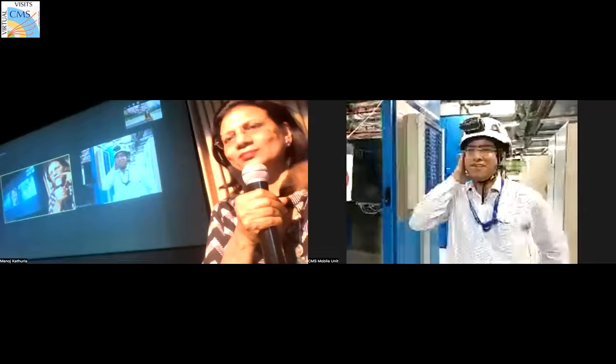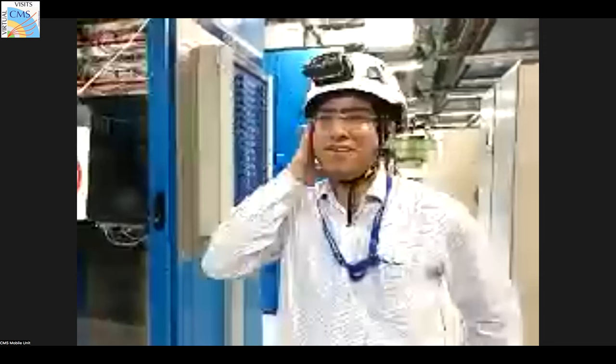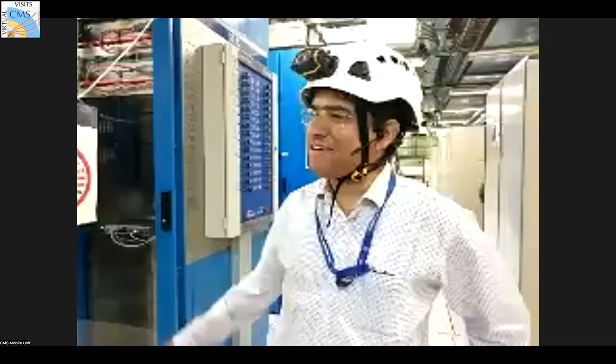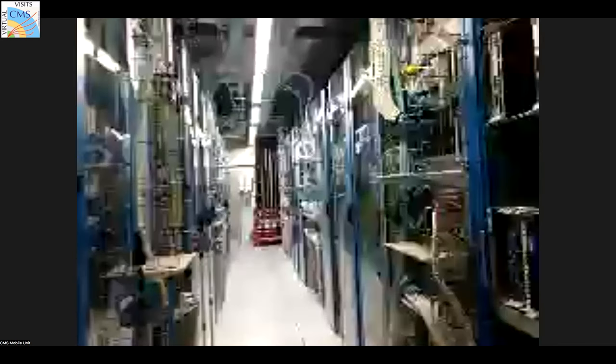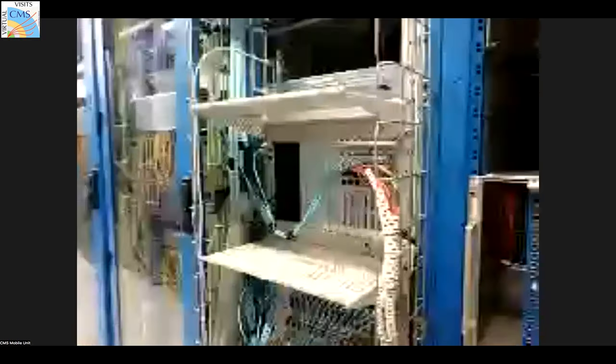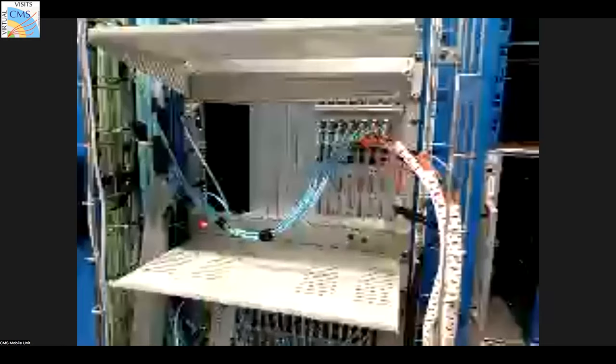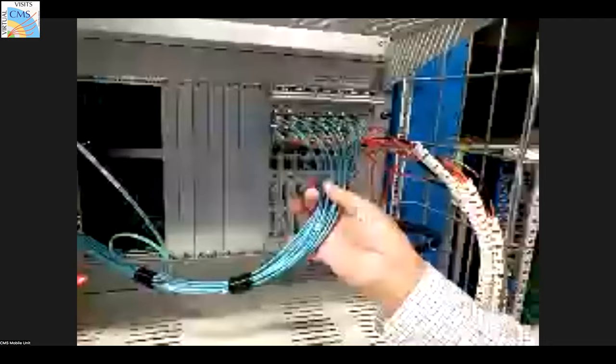Yeah, we are in the service cavern. We have different racks. You can show different racks where we have the services of the experiment as well as fibers for taking the data to the backend.